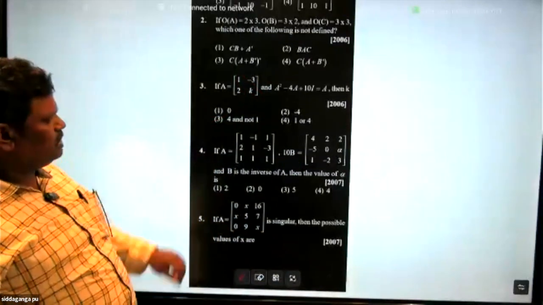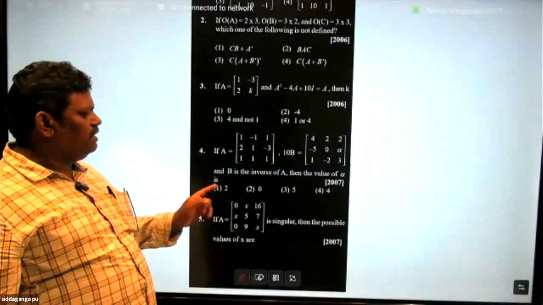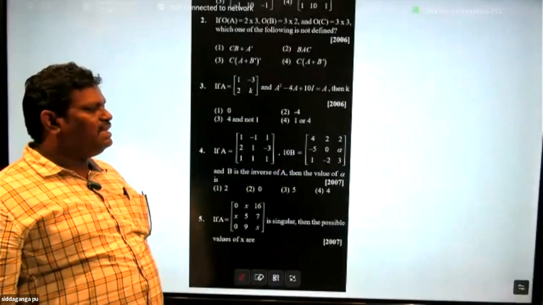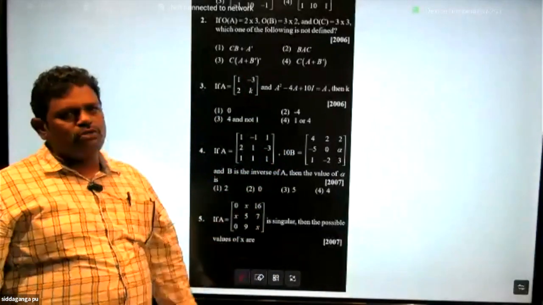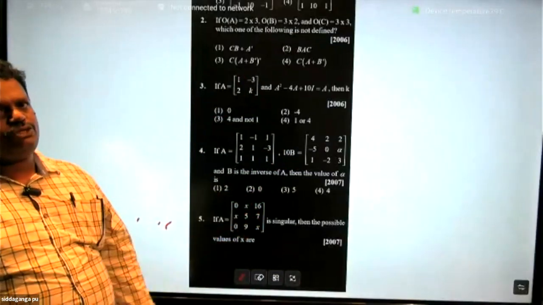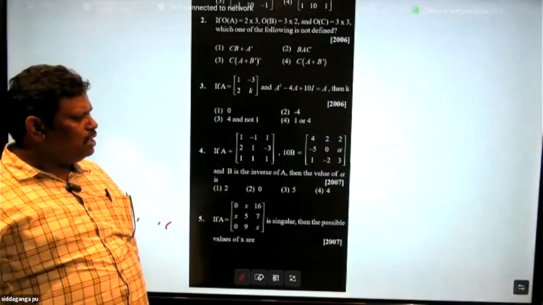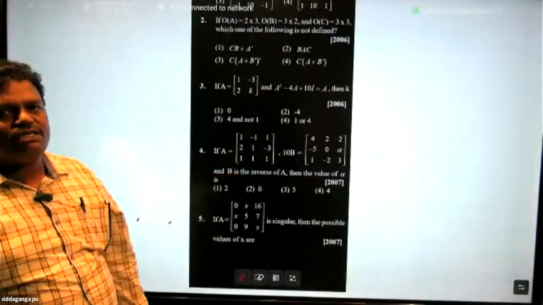This one, fourth question. They have given a matrix A, and 10 into B is equal to another matrix given, and B is the inverse of A. Then find the value of alpha. This is a 2077 question, and JEE Mains also gave us this previously. So now here, what is given? A matrix, 10 into B given, and B is the inverse of A.